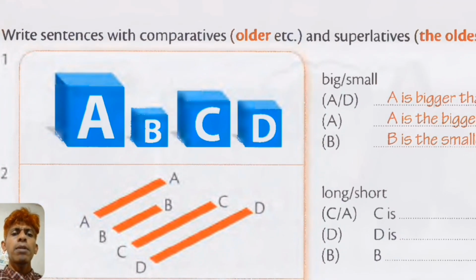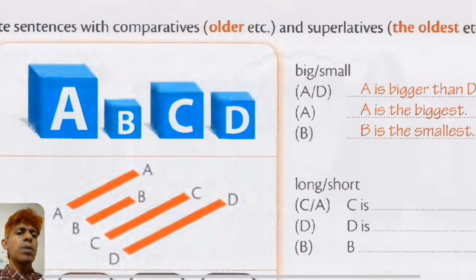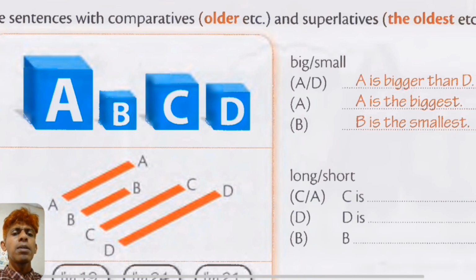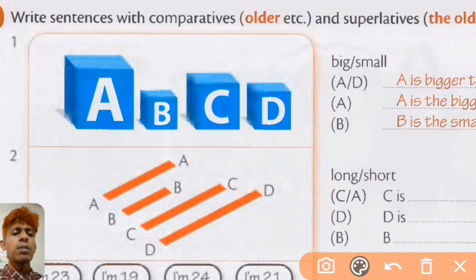First one, there are 4 boxes, A, B, C, D. You can use these words, big and small. A, D. Now first one, you have the answer. A is bigger than D.